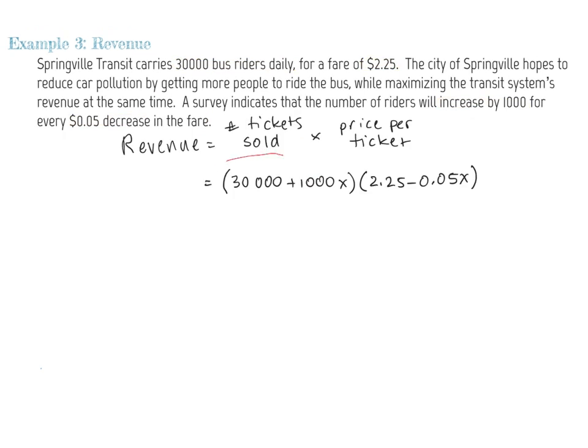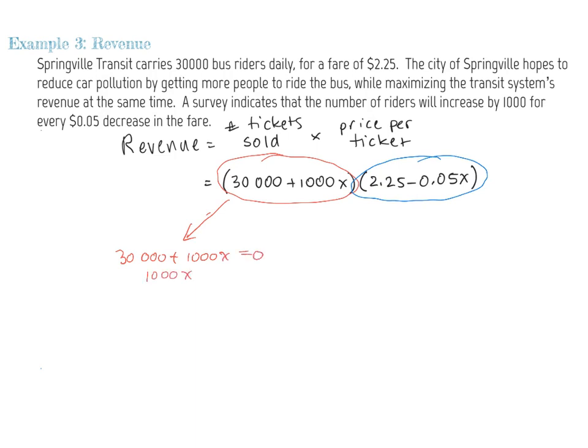Now that we have our revenue function set out, it's in factored form, and we can use that fact to solve for our zeros, or our x-intercepts. So either the first bracket equals 0, which is 30,000 plus 1,000x equals 0, giving us 1,000x equals negative 30,000. Then we can solve for x. Negative 30,000 divided by 1,000 gives us negative 30. Now we can look at our second bracket and solve.